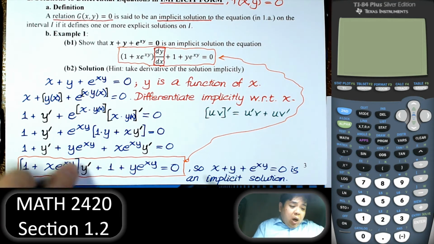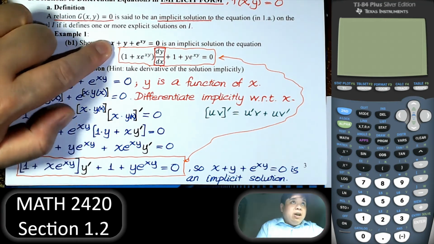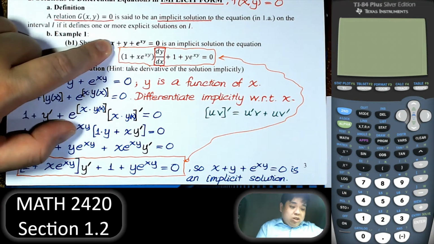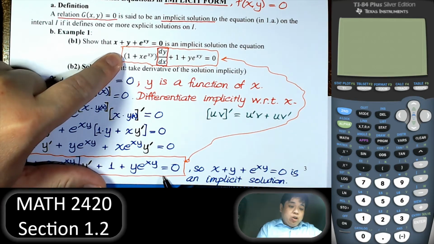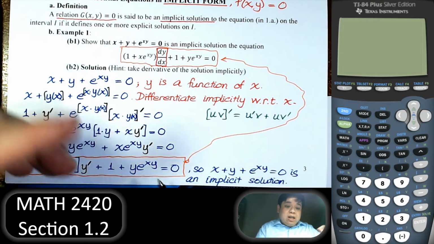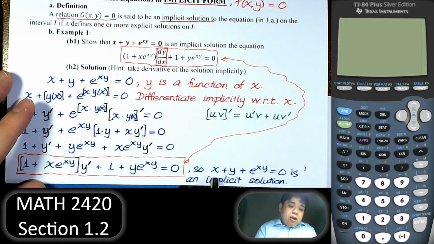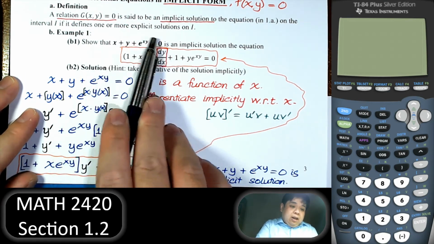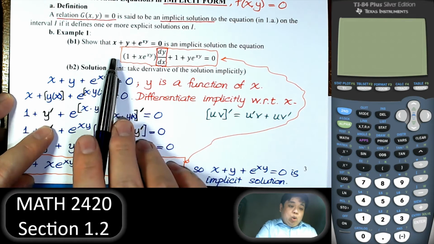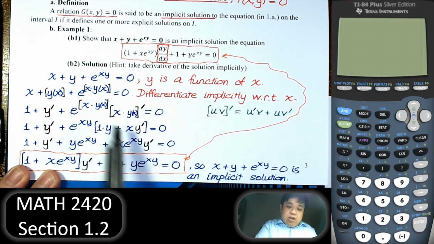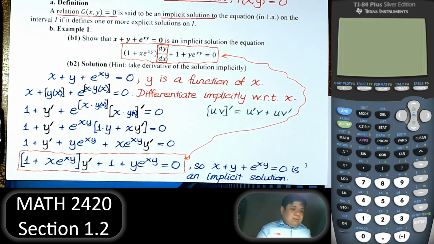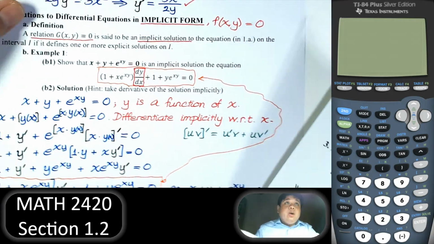So we showed that when we are given this equation and take the derivative, it is exactly identical to the differential equation. In that case, we say the equation is the solution to the differential equation. So we write that the equation is an implicit solution. Right. We continue.